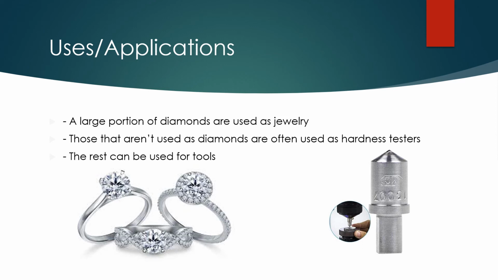And so since they have this diamond tipped tip that they can scratch and dent materials with, they know that it will not fracture and that it can scratch any surface. So all these surfaces are hardness tested against diamond, since diamond is the hardest material known to man. And then the rest of the diamonds that aren't used for either these hardness tester tips or the jewelry are often used for tools.